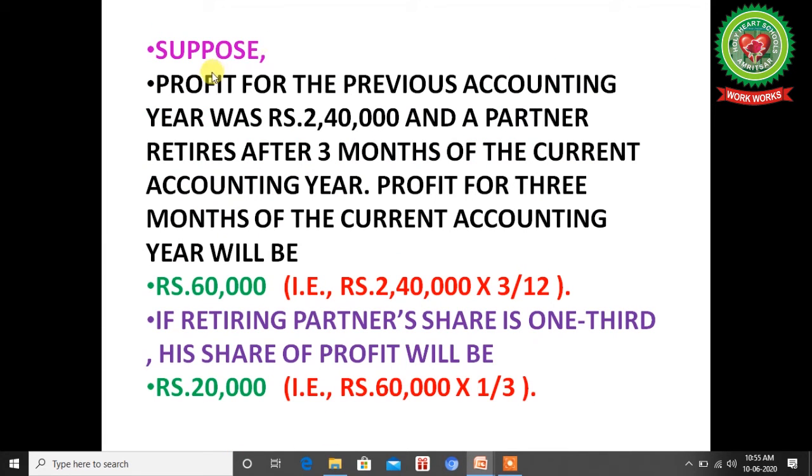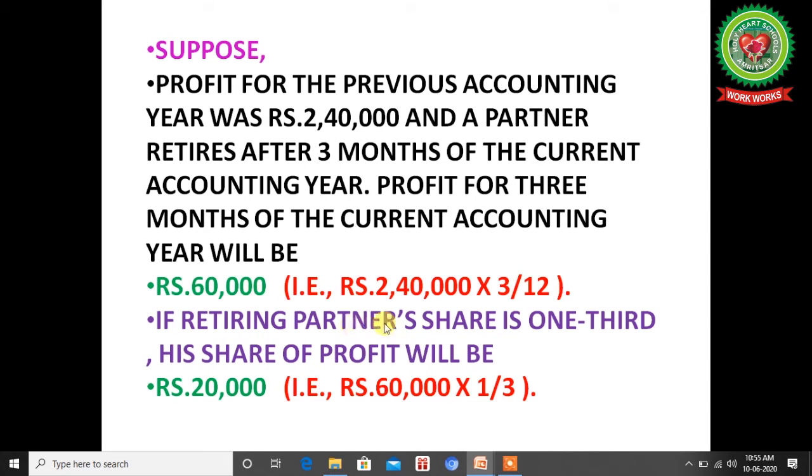Now let us see with the help of one example, the first method. Profit for the previous accounting year was 2,40,000, and a partner retires after 3 months of the current accounting year. So the profit for the 3 months of the current accounting year will be 2,40,000 multiplied by 3, divided by the total months 12, so 60,000 is the 3 months profit.